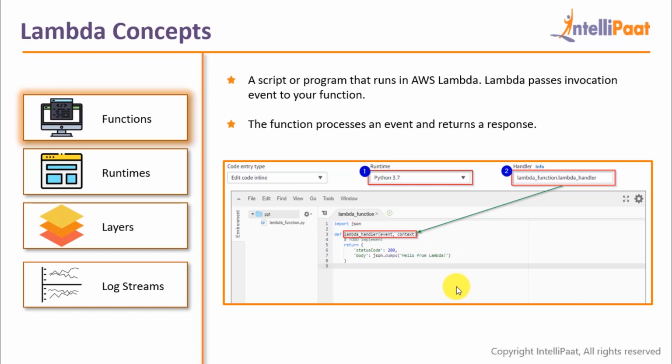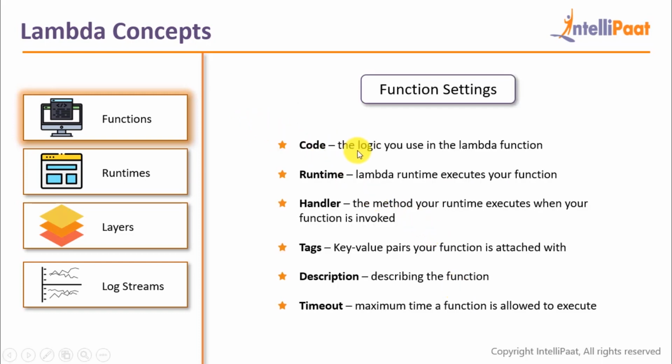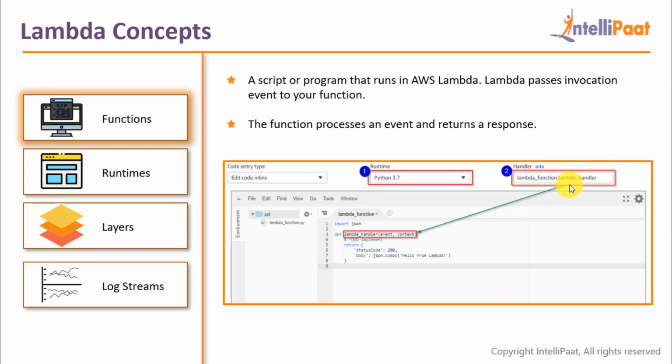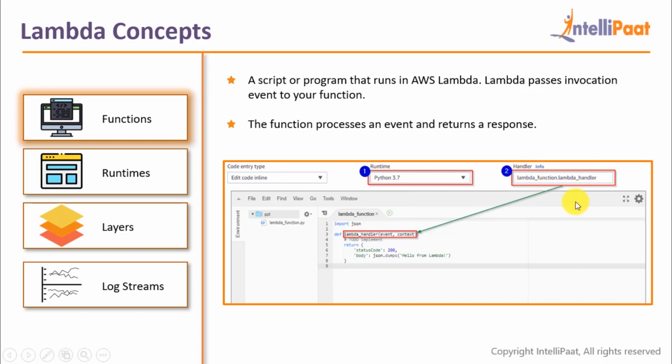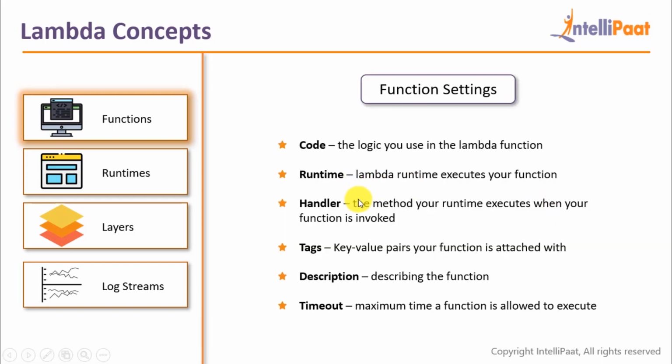So let us see some function settings. Here you can see the code. The code is the logic you use in the Lambda function, which you write over here. And then runtime. The Lambda runtime executes your function. Whatever runtime you choose, that particular code will be written here, and it will be executed by the Lambda's runtime. And then the handler. The handler is where you mention the function's name with the file's name. So whenever the Lambda function is invoked, this particular function is executed.